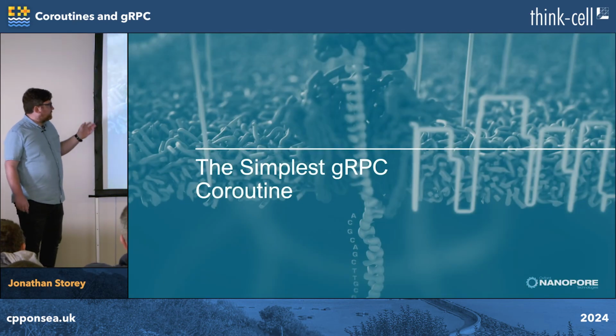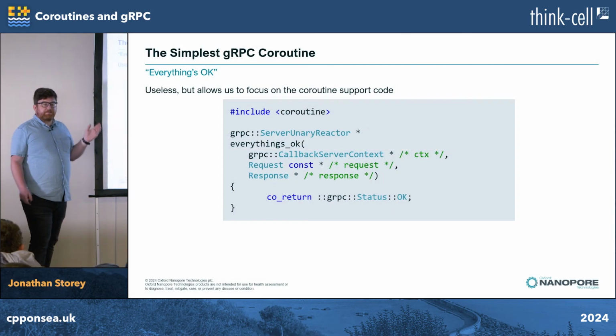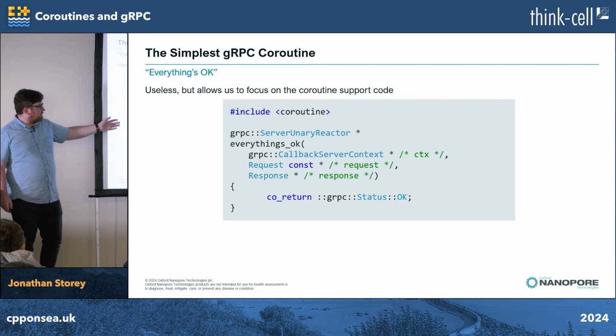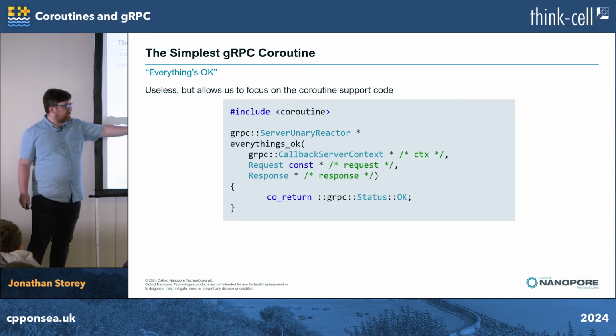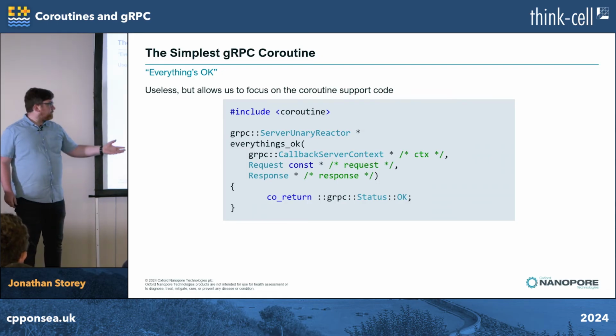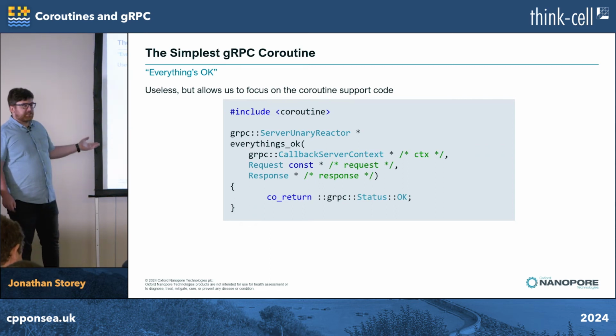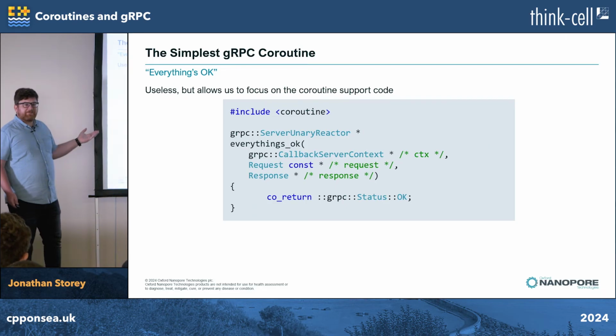Let's now move on to writing the simplest gRPC coroutine. Just as before, the simplest coroutine was just co_return. This one is also just co_return, only this time we're co-returning a gRPC status, and then the gRPC runtime will return that status from the server to the client. We're going to call this the everything's okay service, because all it does is return okay. I think everyone's quite happy when everything's okay.